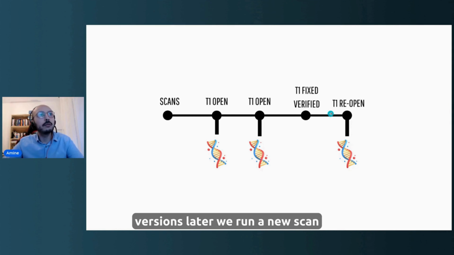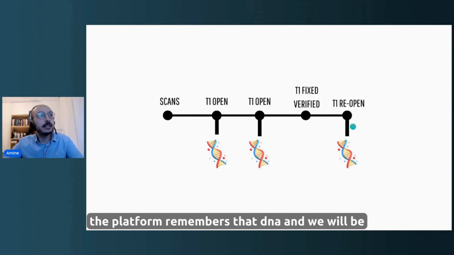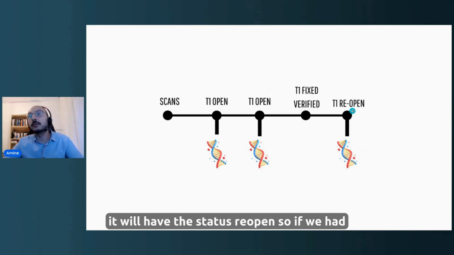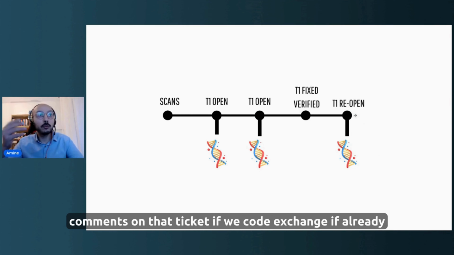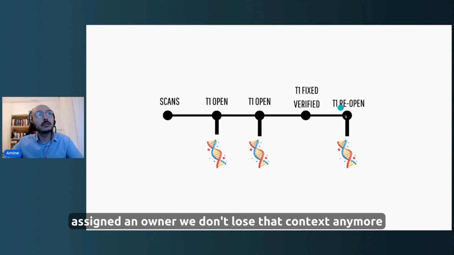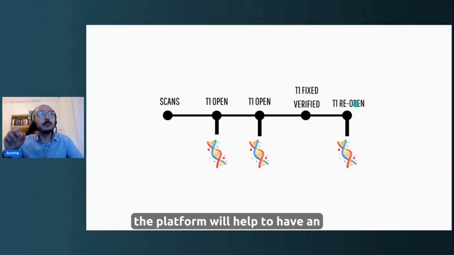Let's say in 2-3 versions later, we run a new scan and that issue reappears. The platform remembers that DNA and we will be reusing the old ticket. So it will be reopened and it will have the status reopened. So if we had comments on that ticket, if we had code exchange, if we already assigned an owner, we don't lose that context anymore. The platform will help to have an efficient remediation flow.